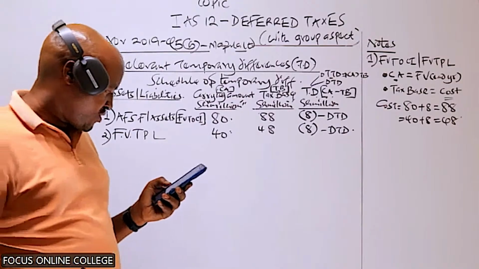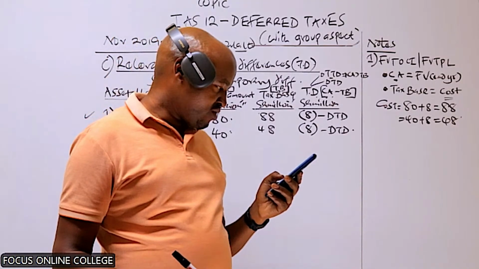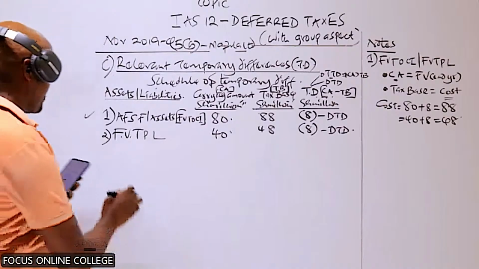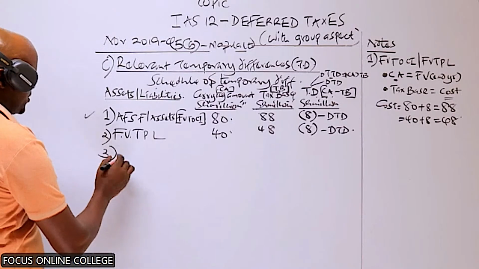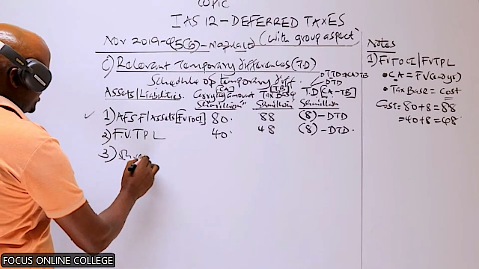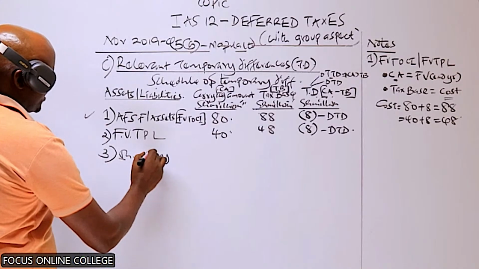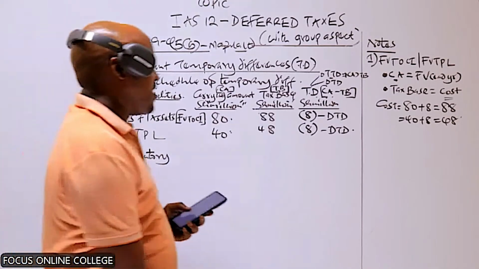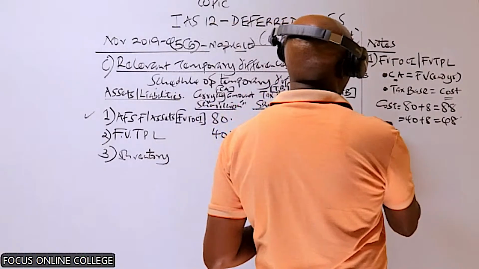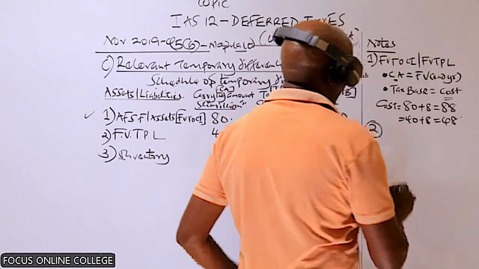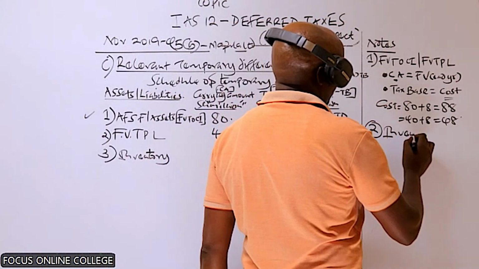In point number 2, we are told inventory is shown at the lower of cost and net realizable value. So what you're given here is inventory. Remember, inventory is an asset. These are assets held by the company for sale. How do we determine the tax base? How do we determine the carrying amount? Let me give a note for that here.